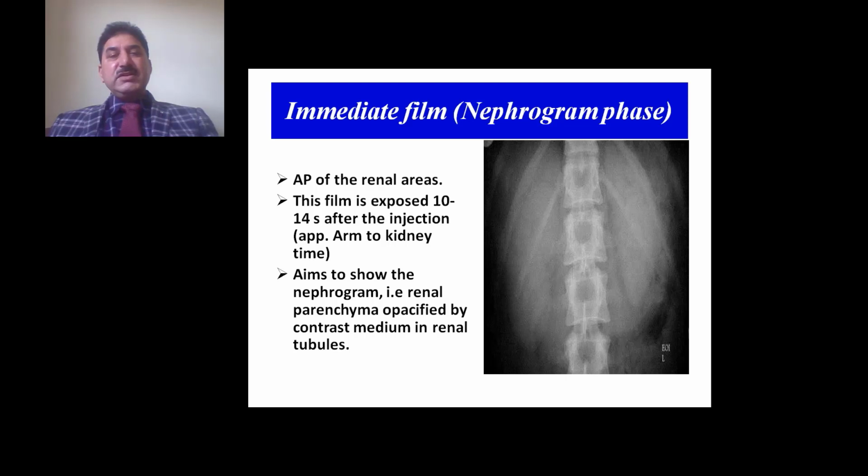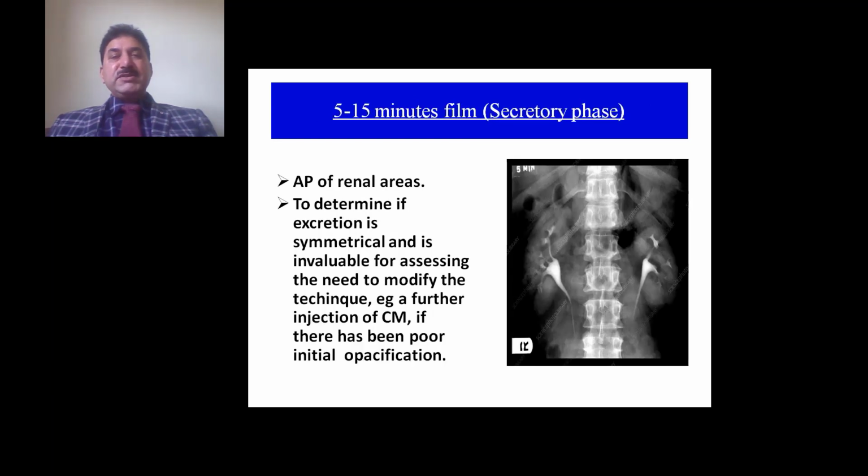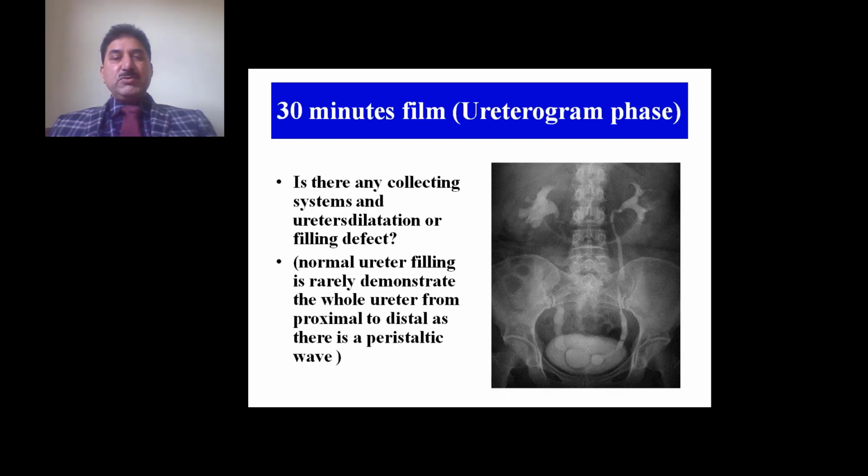Immediate film is taken about 10 to 14 seconds after injection of the dye. This time represents the arm to kidney time. The aim of this film is to show the nephrogram, that is renal parenchyma opacified by contrast medium in renal tubules. 5 to 15 minutes film is called a secretory phase. An AP film is taken to determine if excretion is symmetrical and is invaluable for assessing the need to modify the technique, for example, further injection of contrast medium if there has been poor initial opacification.